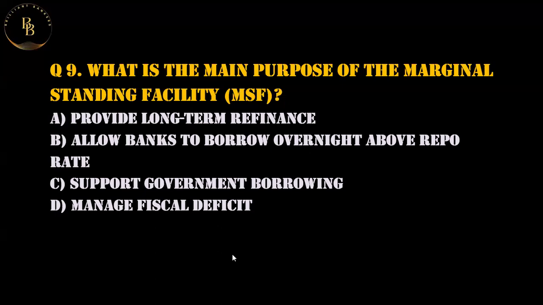Marginal standing facility is the emergency overnight borrowing window for the banks. It acts as an upper bound of RBI's policy corridor. So it is option B. It allows banks to borrow overnight over the repo rate.